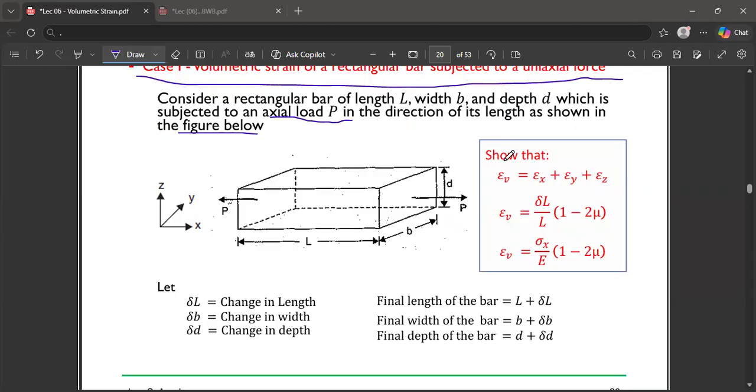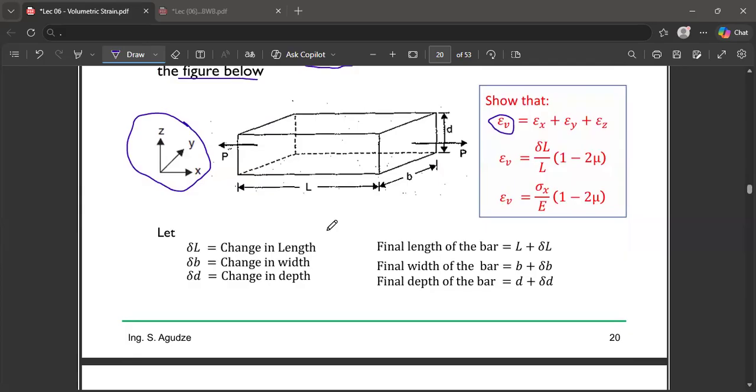Okay, so finally, this is the symbol for volumetric strain. Don't get confused. The volumetric strain is equal to the strain at X plus the strain at Y plus the strain at Z. This is the axis we are making reference to. So don't get confused.